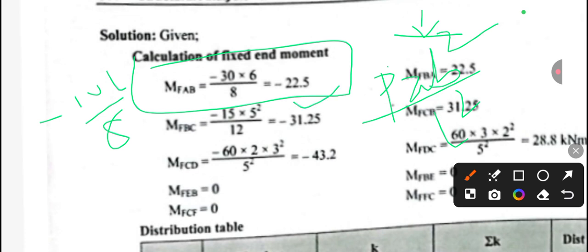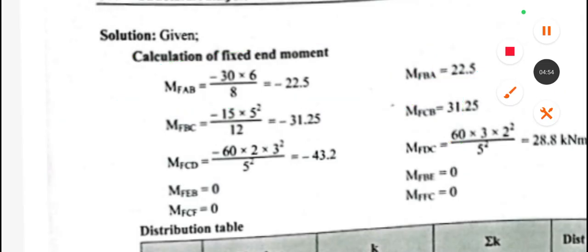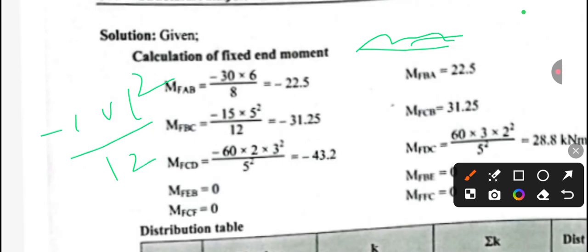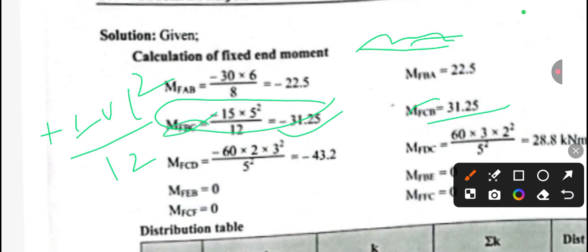And this is for the point load, and for BC our formula is for the UDL. We know the formula is minus WL square by 12 for the left side. So this will be minus WL square by 12 and our value will be minus 31.25. For the right side this will be just plus, so this will be 31.25. This is for BC and this is for CB, just the opposite letters. This is for AB and this is for BA, just the opposite letters. This will be minus, this will be plus.